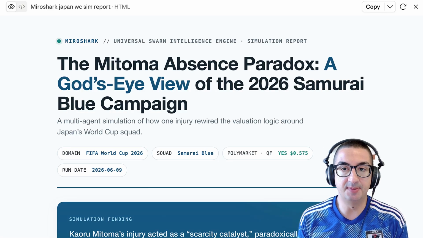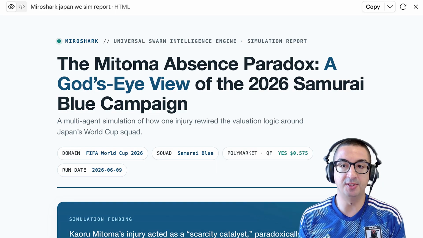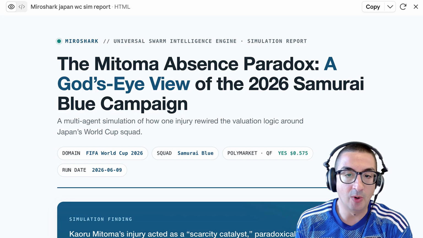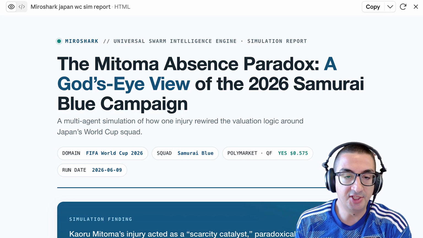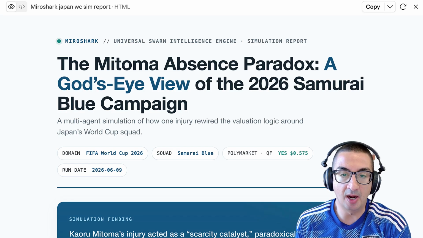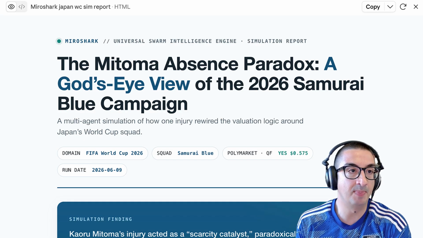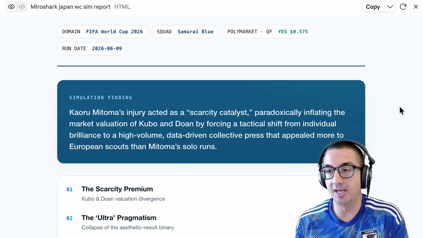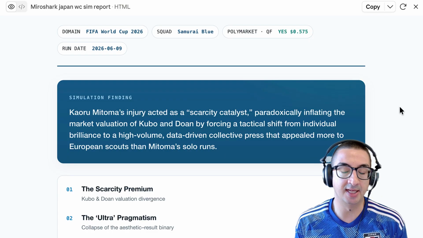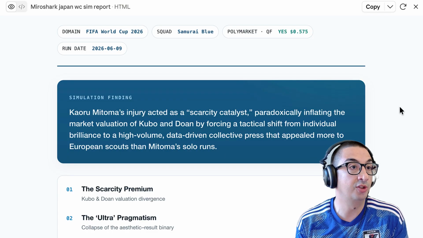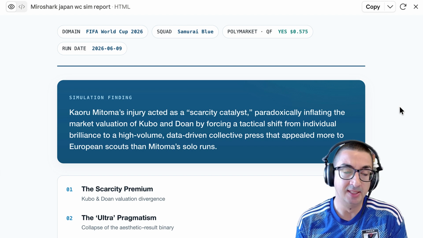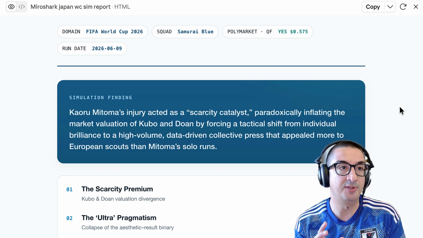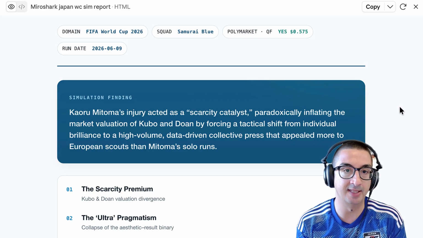The Mitoma absence paradox, a God's eye view of the 2026 Samurai Blue campaign. A multi-agent simulation of how one injury rewired the valuation logic around Japan's World Cup squad. So as you know, Mitoma is one of the strongest football players in the Japanese squad, and unfortunately got injured, so he will skip this World Cup. It's a big loss for Japan, but this report also takes the possible pros of this absence for the Japanese team, so let's dive deeper into it.